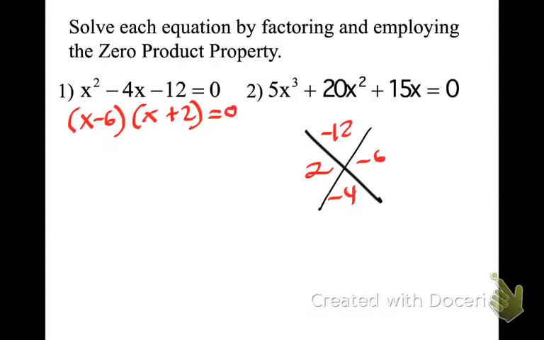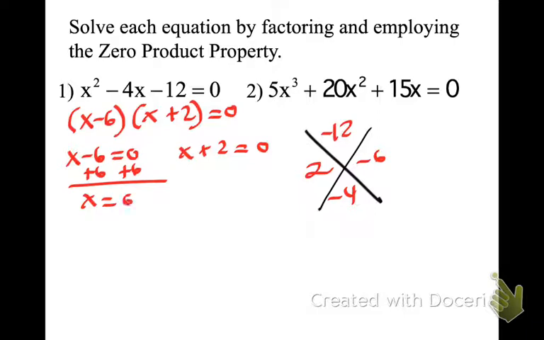And now I'm factored. I set them both equal to 0. x minus 6 equals 0. x plus 2 equals 0. All right, add 6, x equals 6. Subtract 2, x equals negative 2. My solutions are negative 2 and 6.